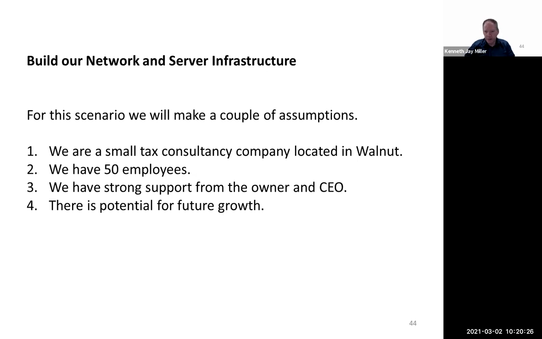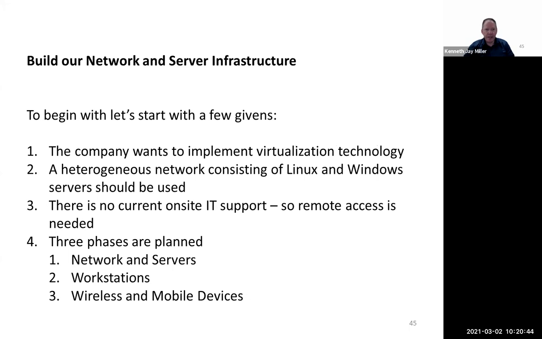There is potential for future growth. So we want to make sure the systems that we use are capable of having at least 50 concurrent connections, maybe, and it should be able to grow up from there down the road. So there's that. Some of the other assumptions. One, we're going to want to implement virtualization technology, and we're going to use both Linux and Windows to perform these server functions. All right, there is no current on-site IT support, so we need to build our systems with remote access that's needed.